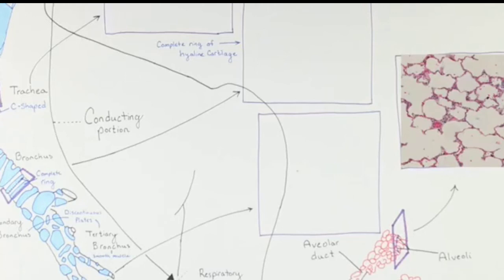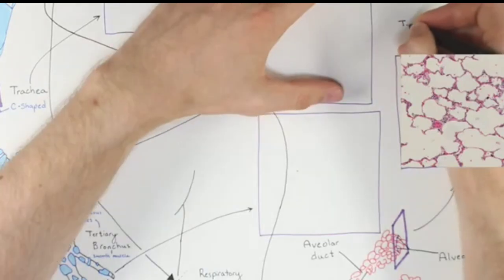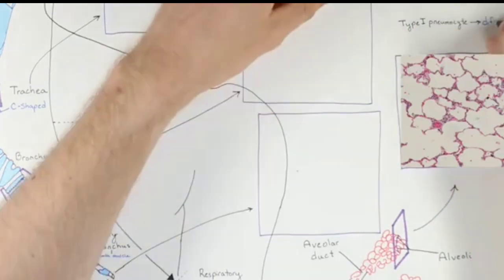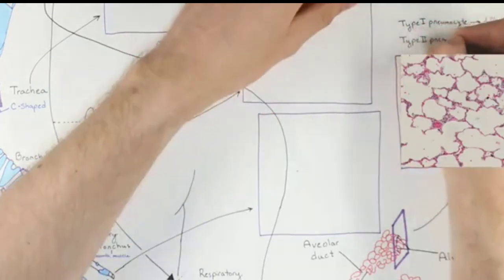It is important to note that this fine structure is supported by elastic and collagen fibers. The walls of the alveoli are made of two types of cells, the simple squamous type 1 pneumocyte and the cuboidal type 2 pneumocyte. The type 1 pneumocyte makes up about 95% of the alveolar wall, and its thin structure allows for diffusion between red blood cells and the air cavity.